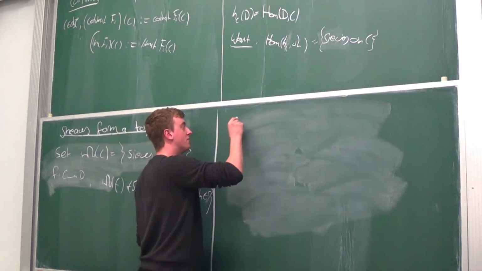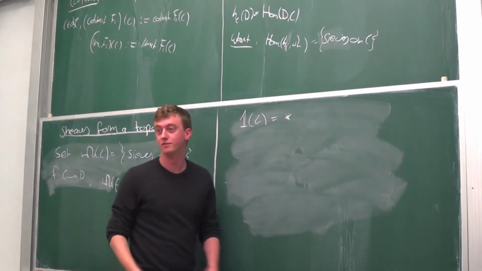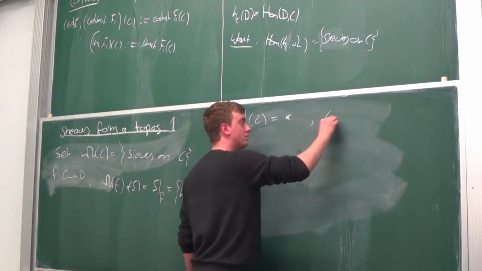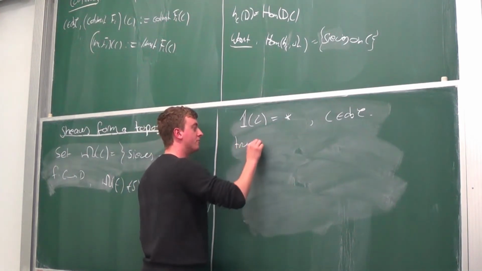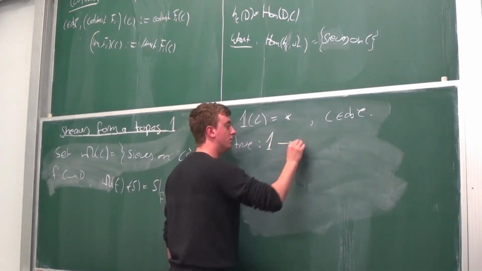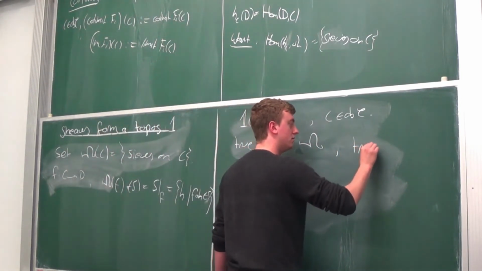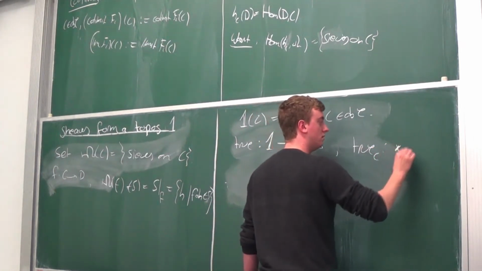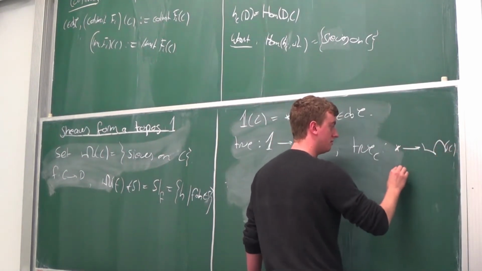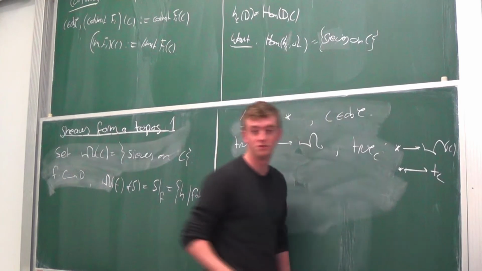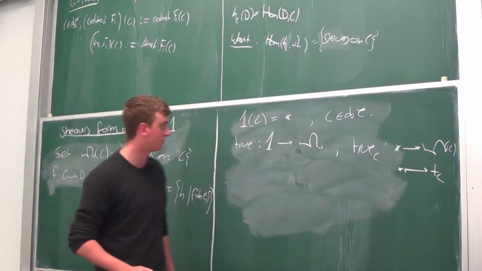We'll recall that the terminal object is defined by 1 of C is the point set for all objects C. So we define our natural transformation true from 1 to omega, kind of the only way that we can. We define it on objects by sending the point to the maximal sieve, the set of all morphisms that go into C. This is our only canonical choice here.